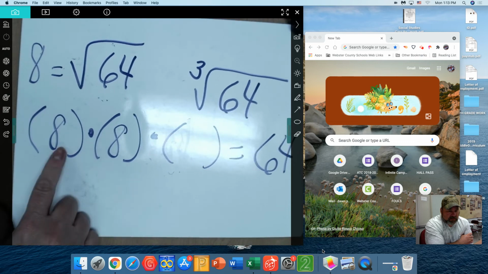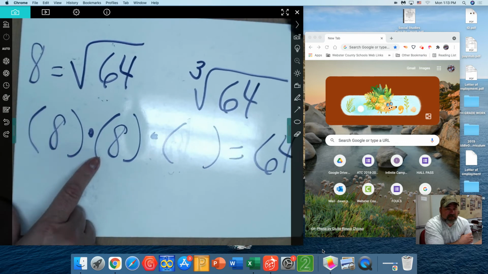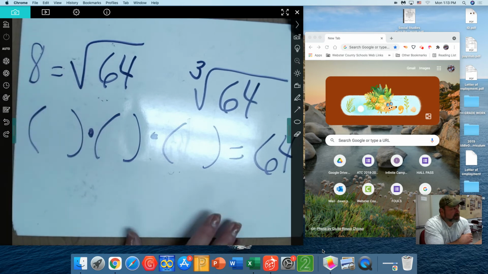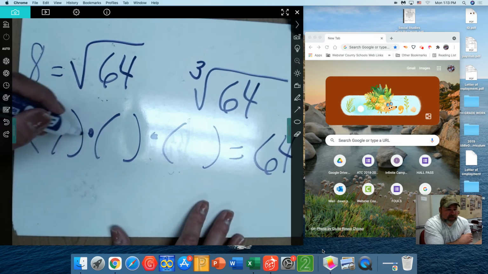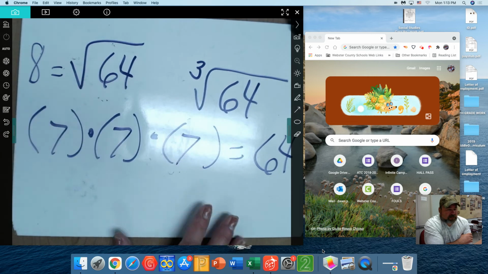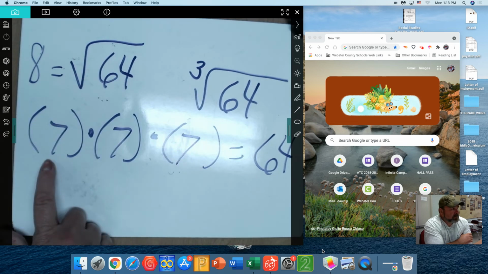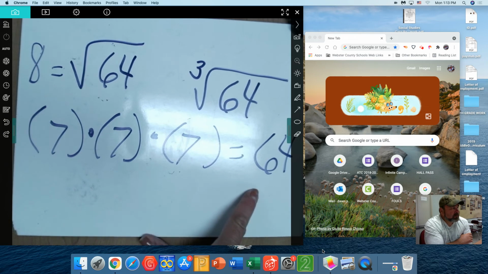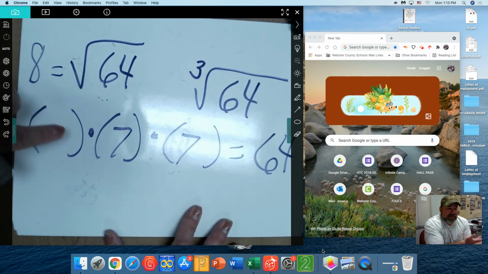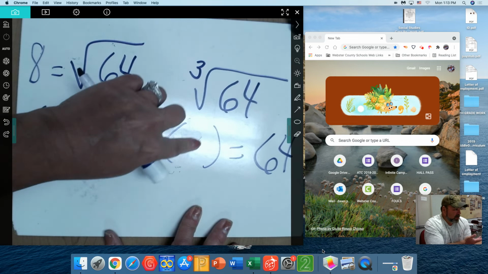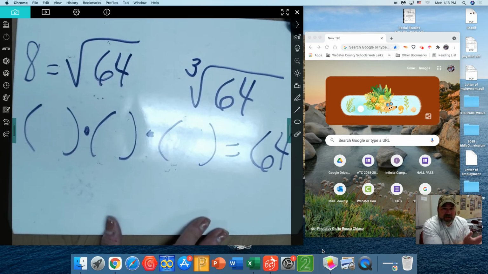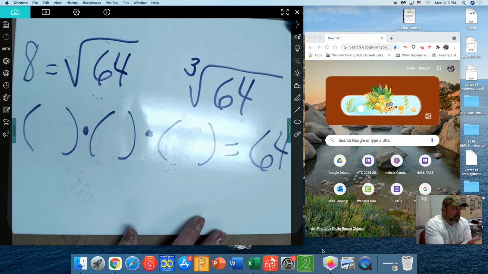Now, it can't be 8 anymore because 8 times 8 is already 64. Right. So 8's too big. So it's got to be a number smaller than 8. Now, if I pick something like 7, 7, 7, that's going to be too big because 7 times 7 is 49, and 49 times 7 will be way bigger than 64. And that's the thing too, Miss Powell. It's got to be the same number, right? Because it's a number multiplied times itself 3 times. So probably going to start a lot lower than 8.